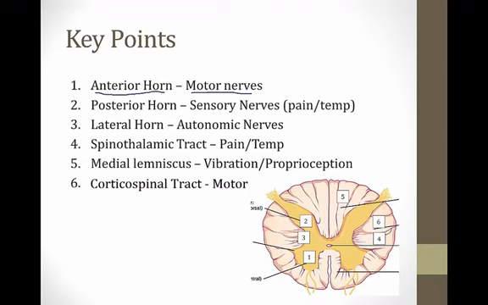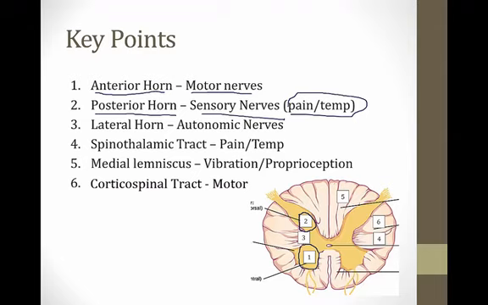So down here in this picture on the right, I've put the number 1 in the anterior horn. It's sometimes called the ventral horn, and those are your motor nerves that innervate muscles. Point 2 is that the posterior horn contains sensory nerves for pain and temperature. And let's look down here on the right. I've drawn the number 2 in the posterior horn, sometimes called the dorsal horn.